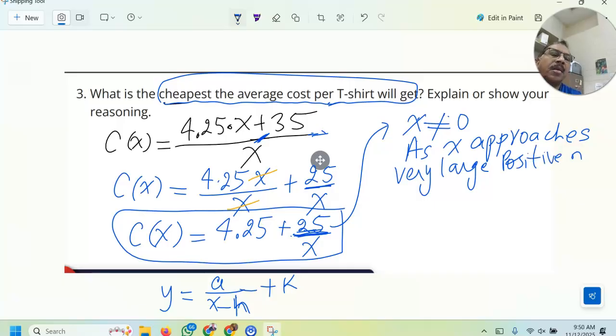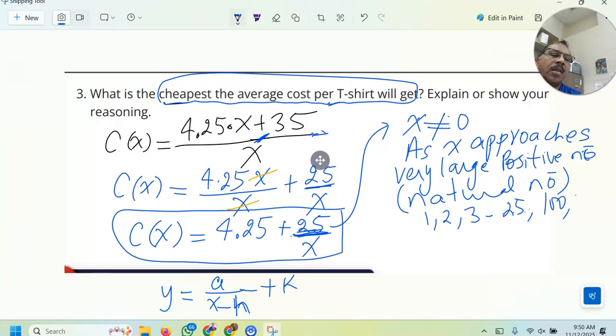Now in this case, it has to be a whole natural number. So in other words, this has to be natural numbers. Natural numbers means you cannot have zero t-shirts. So it has to be one t-shirt or two t-shirts or three t-shirts and like that. 25 t-shirts or 100 t-shirts or 780, like that. The number goes on increasing, and you can see when you do this 25 divided by x, this ratio that you see will almost approach zero.